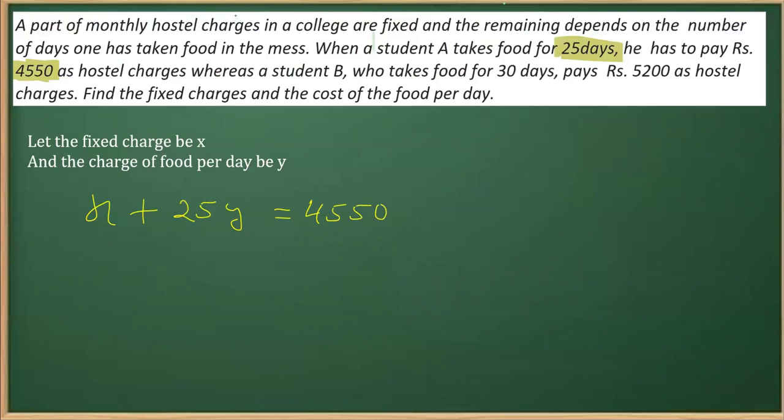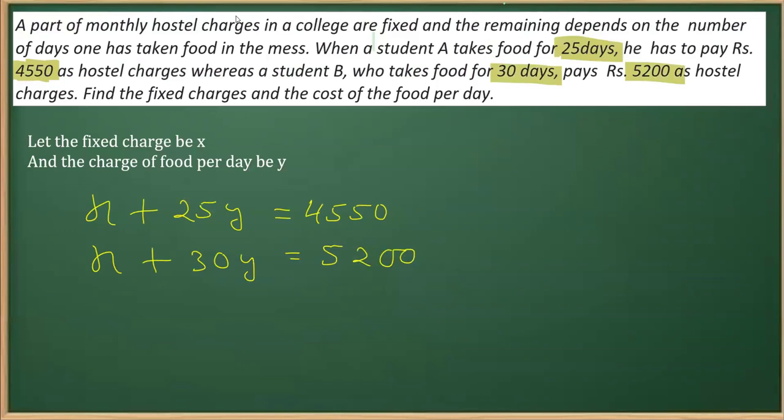4,550 rupees. In case two, the student is staying for 30 days and he has to pay in total 5,200. So the fixed charge in this case is also X. And since he's taking the food for 30 days, it will be 30 times Y, because Y is the cost of food per day. And that is equal to 5,200.